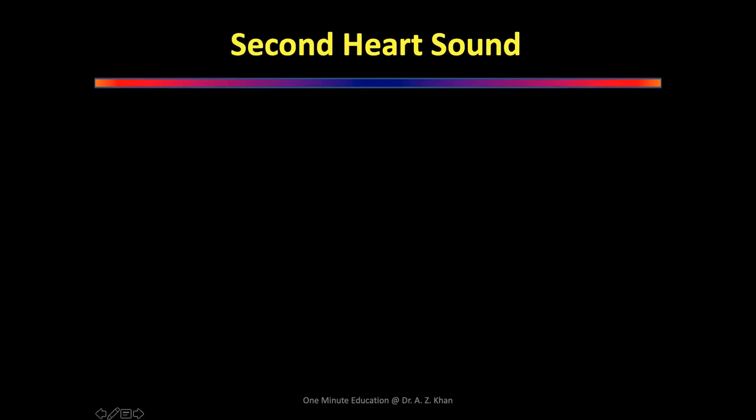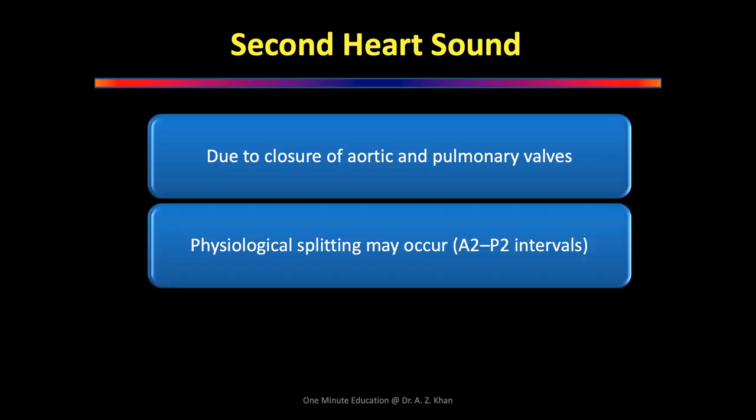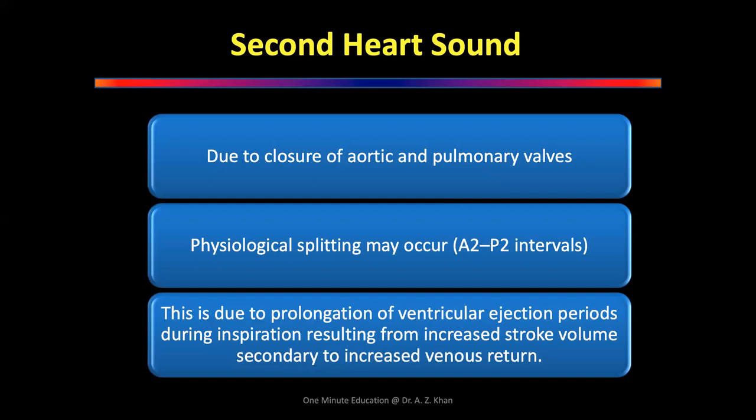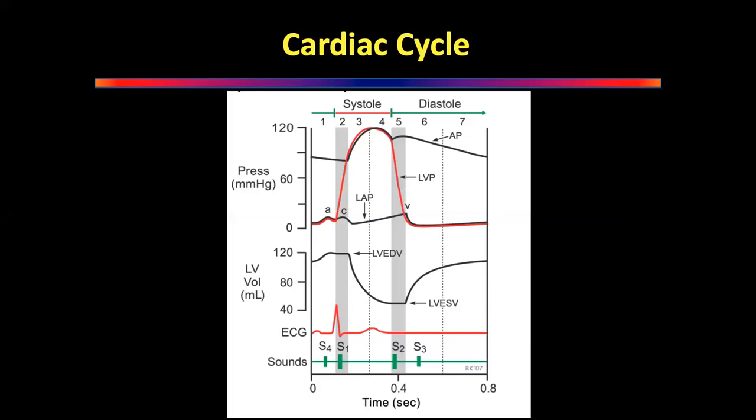The second heart sound, have you understood? It is because of closure of the aortic and pulmonary valves. But there could be physiological splitting because of inspiration. When you inspire, there is differentiation between the right and the left side, so there could be a physiological splitting of the A2 P2. We'll talk about these things in more detail. At this moment, I do not want to get into all of these sounds. I want you to understand the cardiac cycle, that's all. Forget the third heart sound. I don't want to discuss third and fourth.